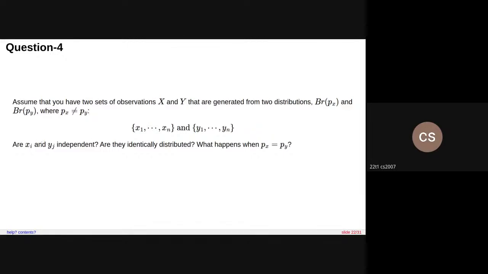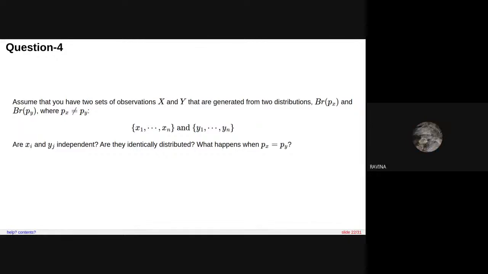So tell me the answers for the first two, then we'll discuss the last one. First, are xi and yj independent? Yes, independent. Okay. Are they identically distributed? No. Okay. What happens when px equals py? Then they will be identically distributed, sir. Okay. Why are they identically distributed then? Same probability. Okay, that is correct.